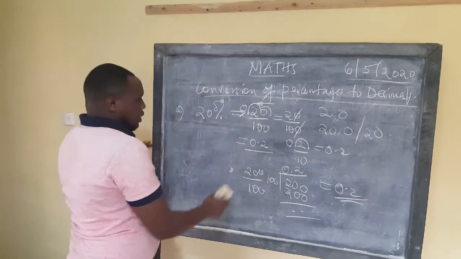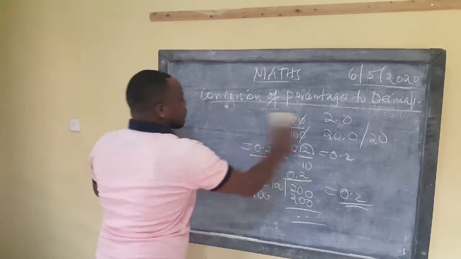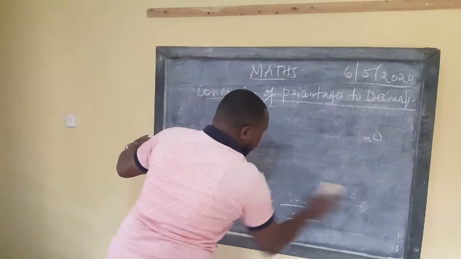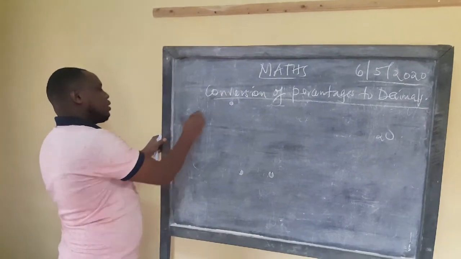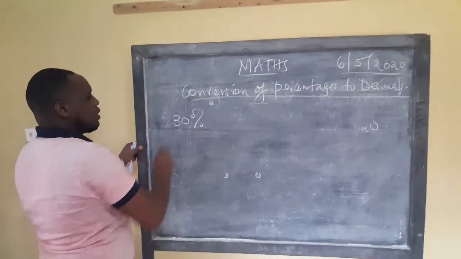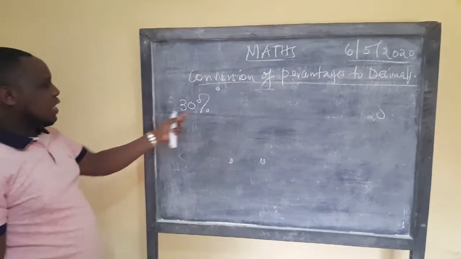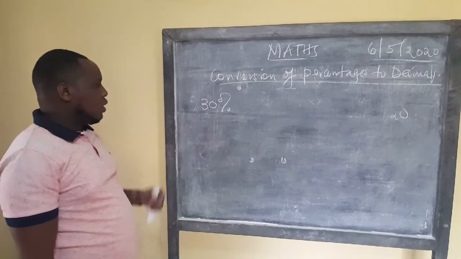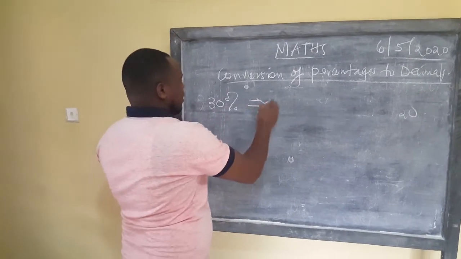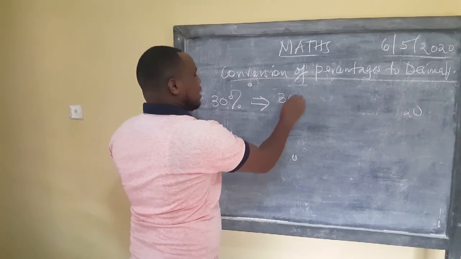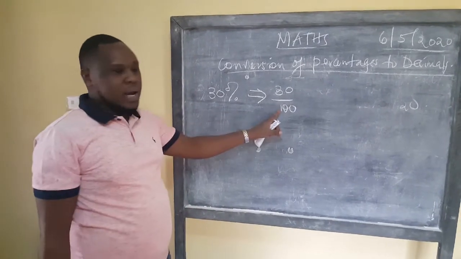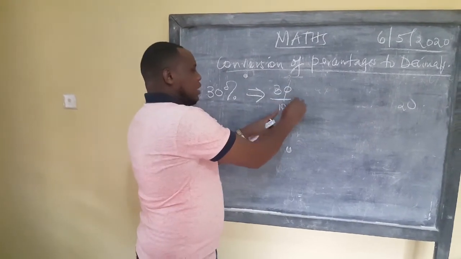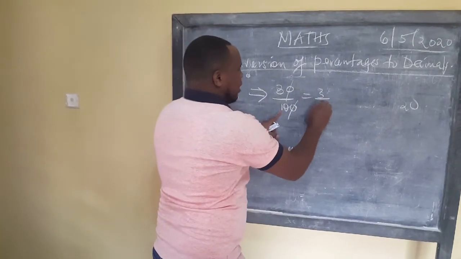Let's take another example. That is just one of the examples I've given. Let's take another example like 30%. We want to change that percent into a decimal. This simply means 30% is just 30 out of 100. So way number 1, you can cancel this 0 and this 0 to remain with 3 over 10.